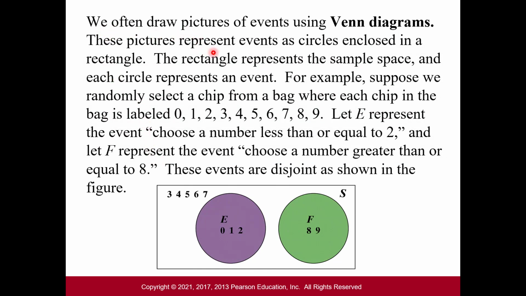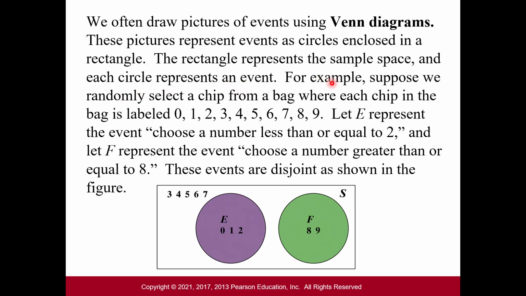We draw Venn diagrams a lot of the time when we're looking at our probabilities and our events. So this picture represents the events as circles enclosed in a rectangle. The rectangle here is equally as important as the circles. The rectangle represents our sample space, and each of the circles represents an event.